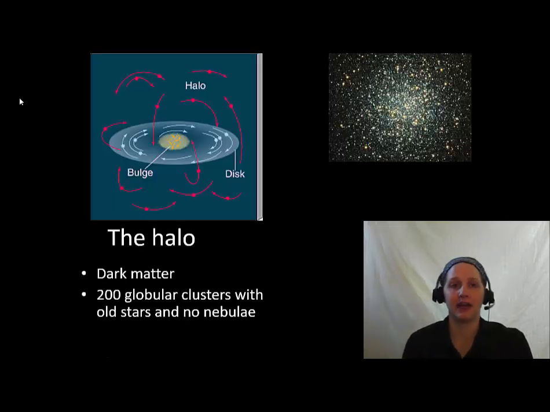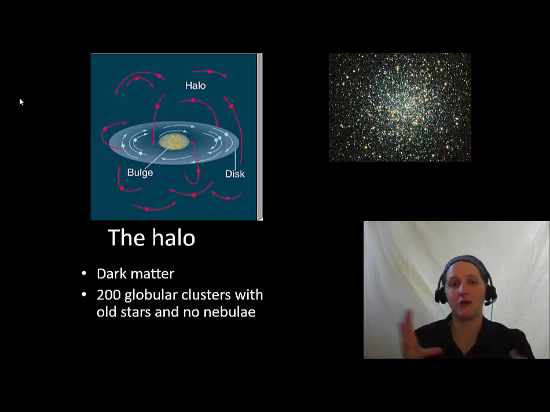The primary thing out in the halo is dark matter, but we're not going to worry about that until a couple more chapters. The visible things out in the halo are going to be globular clusters. Old clusters of stars with no nebula, no recent star formation, and they date to about 12 or 13 billion years old. And so we actually think that these star clusters formed as the Milky Way was still collapsing.